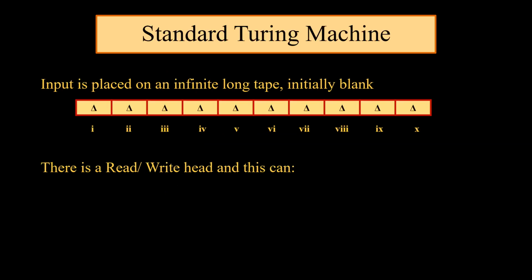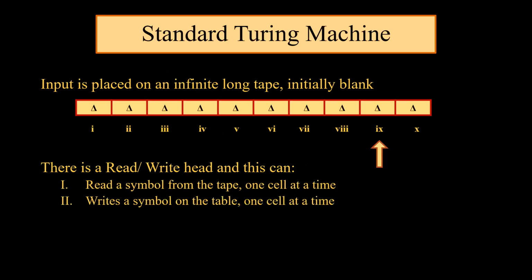Input is placed on an infinitely long tape in a Turing machine which is initially blank, and this is represented by all deltas. The most important component of the Turing machine is a read-write head. This head can read a symbol from the tape one cell at a time, write a symbol on the tape one cell at a time, and move either towards left or towards right after writing on a particular cell.